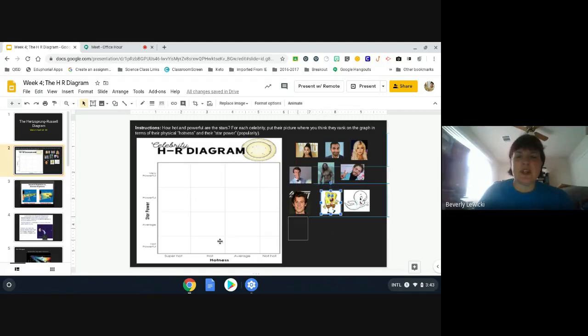And I'm going to bring him over here. Now, this would be average, but I don't really think SpongeBob is average. In my opinion, he's not very cute. He's not the ugliest I've seen, but I don't think he's very hot. So I'm going to move him down here. But I think he has a lot of star power. I think grandmas know him, and middle-aged people and teenagers and young people. I think everybody knows who SpongeBob is. So I am going to put him over here, and I have just lost him.